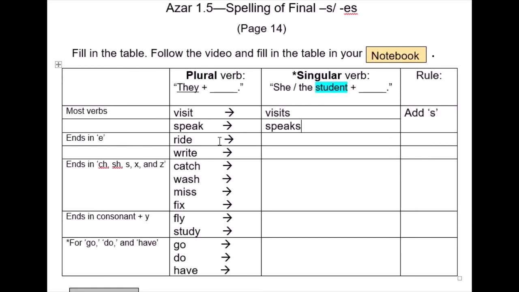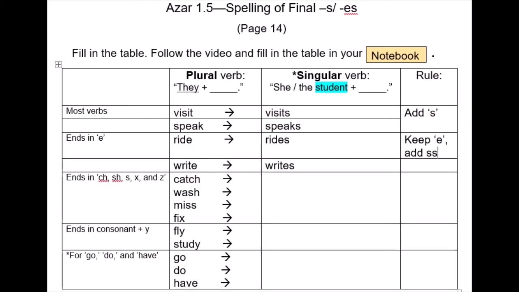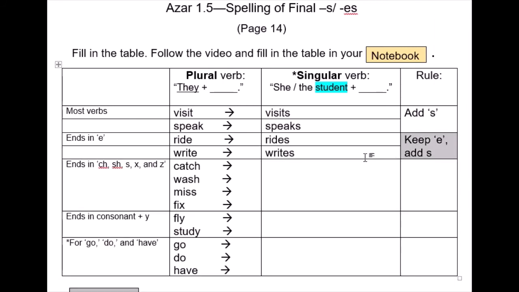If the verb ends with E, we need to put S, but it will have ES at the end. So we keep the E and we put S. So they ride, she rides. They write, she writes. So keep the E, add S. Same thing. All right.